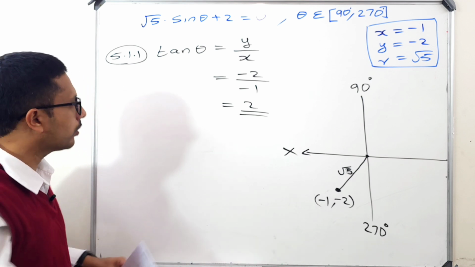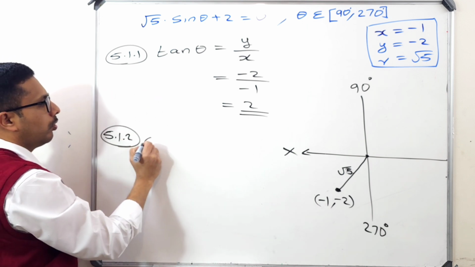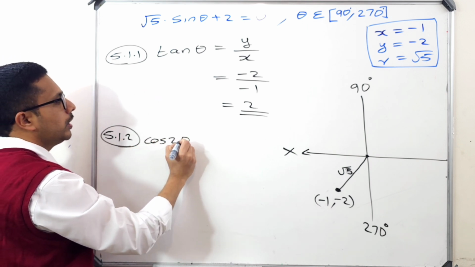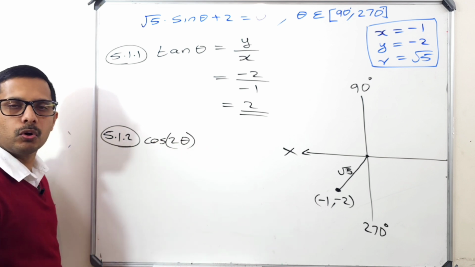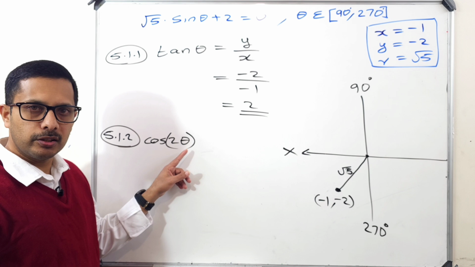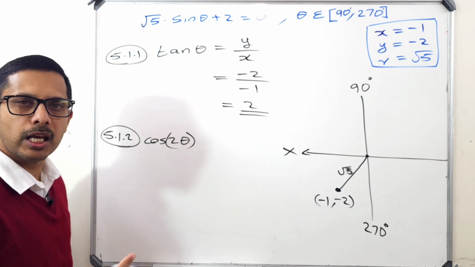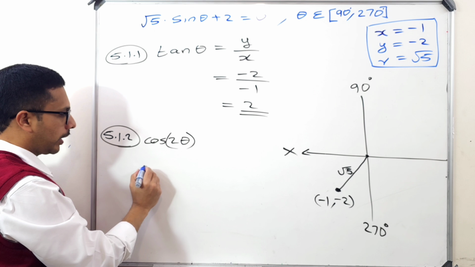5.1.2, cos of 2 theta. This is what we want to find. Cos of 2 theta is a double angle, is it not? Actually, you studied the 3 formulas. Do you remember those 3 formulas? Just a recap. Anyway, you are preparing for your examination.